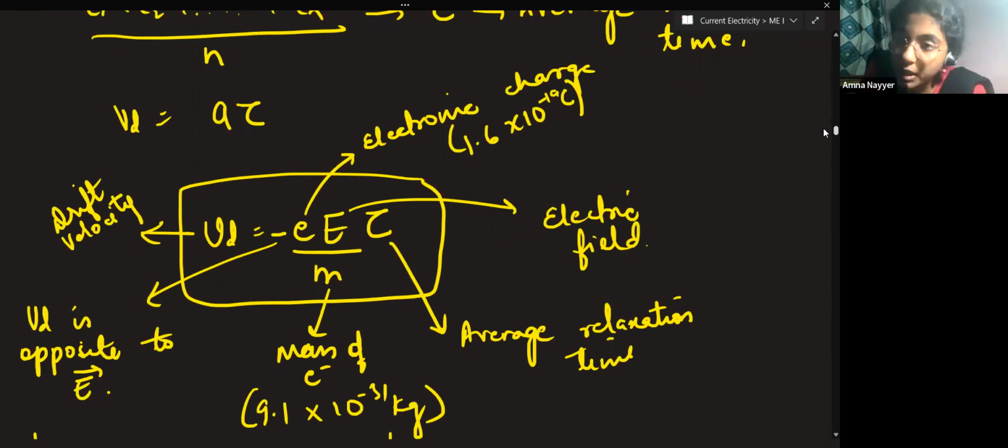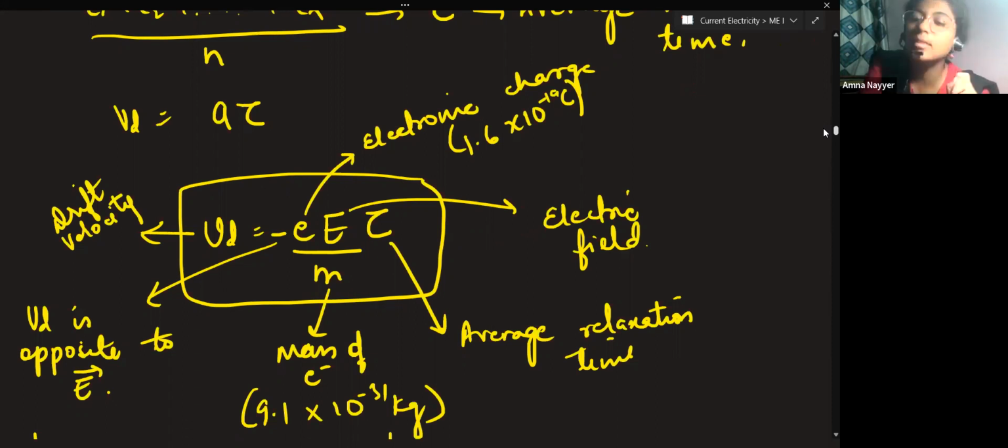You can be confused about whether M is the mass of the electron or the mass of the conductor. Remember, M is not the mass of the wire where the electrons are flowing. M is the mass of the electron, and that mass is 9.1 into 10 to the power minus 31 kgs. This value also you should remember. At least the mass and the charge on an electron you should remember.